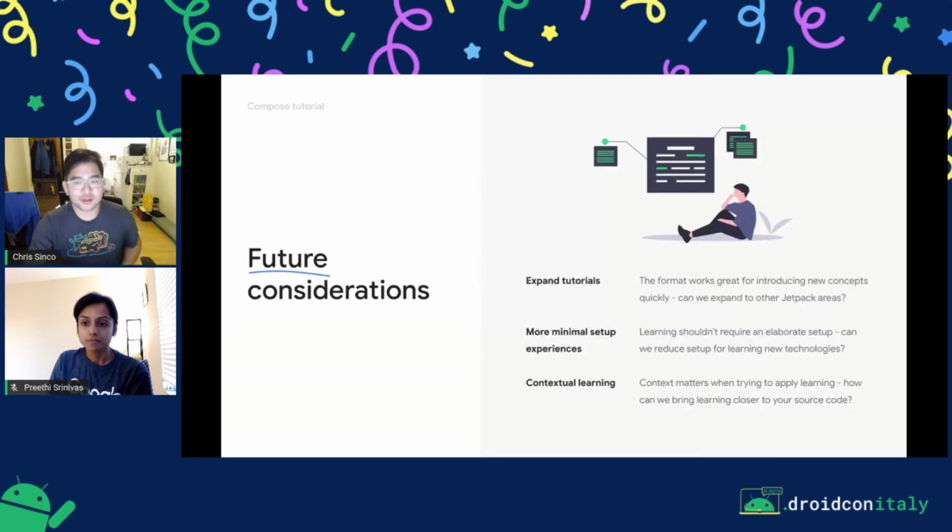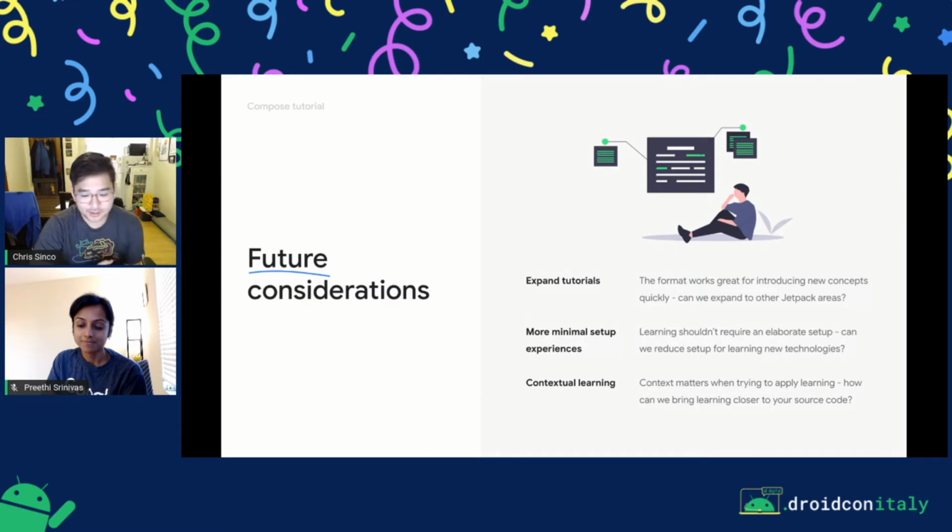So in the future, we have a couple things we consider. I think the tutorial format was successful, so we want to figure out, should we continue to make more tutorials? Should it be more tutorials for Compose, or even other areas of Jetpack for new libraries or existing ones? The other thing that worked really well that developers liked is just there's no setup to actually learn anything.